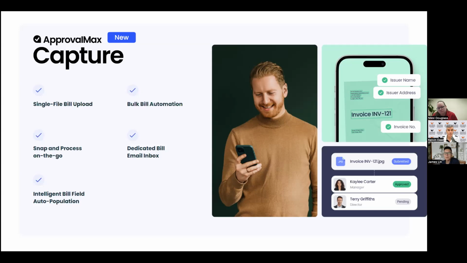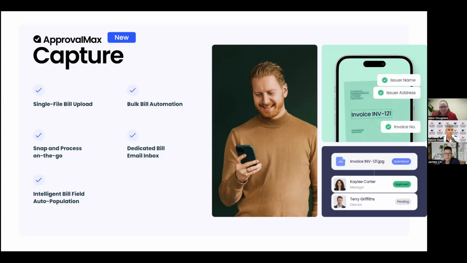There's a couple of key features that it involves. Firstly, you can choose to upload your bills one by one when you receive them, or you can do it in bulk. So if there's a specific time in the day or in the week where you're processing bills and you've got several of them to do, you can drag them all into ApprovalMax, and ApprovalMax will process them all together.